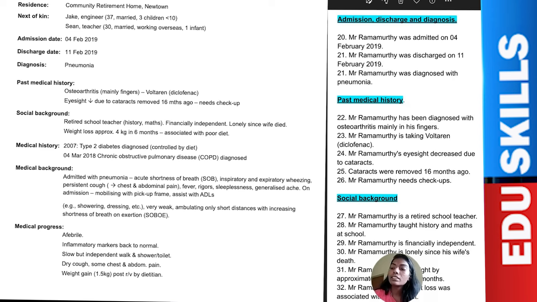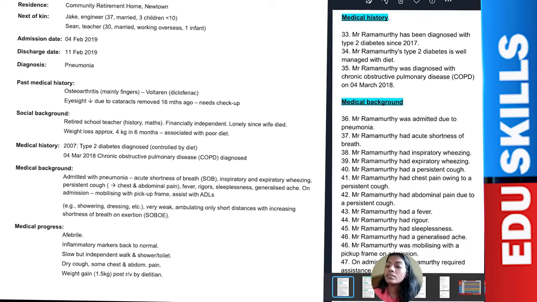In the medical history, we can make sentences like, Mr. Ramamurthy has been diagnosed with type 2 diabetes since 2017. Mr. Ramamurthy's type 2 diabetes is well managed with diet. Mr. Ramamurthy was diagnosed with chronic obstructive pulmonary disease on 4th March 2018. So are you understanding how we can make simple sentences from every piece of information from the case note? Yes, Soniya. Yeah.